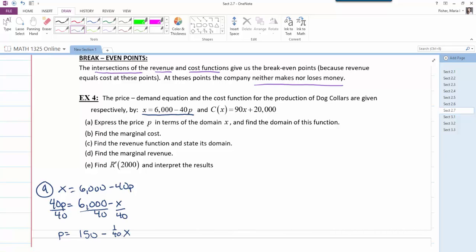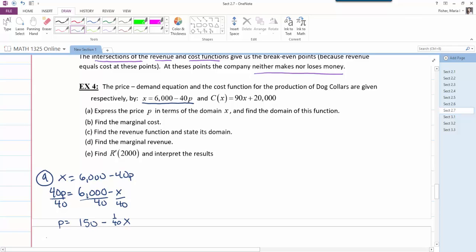Then what we want to do is find the domain. Remember the way the domain works for this? x is going to be trapped between 0 and whatever it takes when you make this go away. Well, the most I'm ever going to get demanded is my 6,000. So it's going to be between 0 and 6,000 in this case.